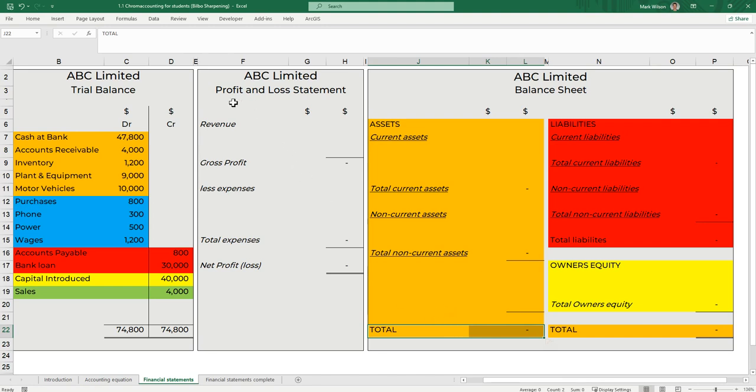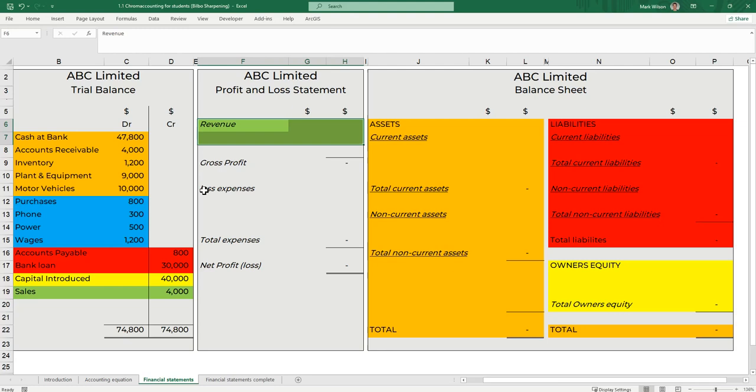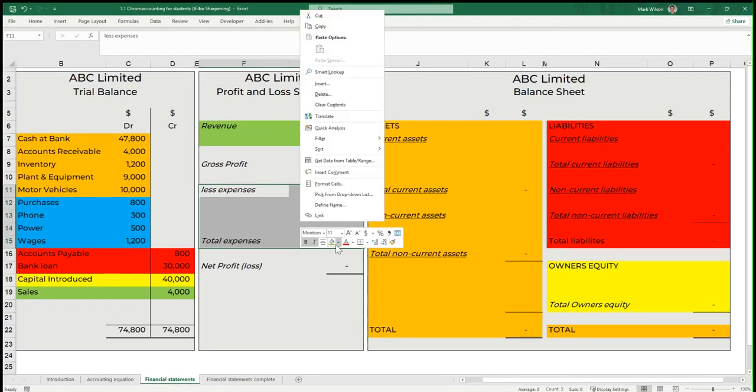So now I've only got the profit and loss account to do. I know that revenue is green, so I'm going to highlight these first 2 cells green. And then I've got expenses down here, which are going to be in blue.